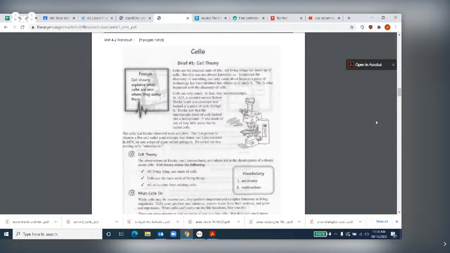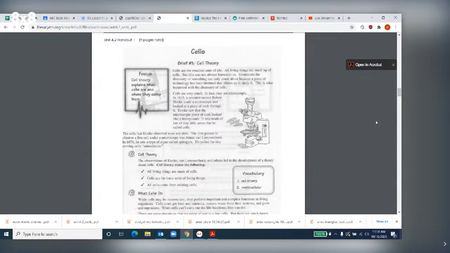Cells are the smallest units of life. All living things are made up of cells. This was not always known to us. Sometimes the discovery of something can only come about because a piece of technology has been invented to allow us to study it. That's what happened with the discovery of cells. Cells are very small. In fact, they are microscopic.